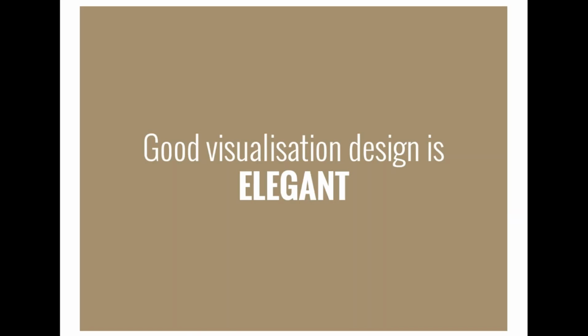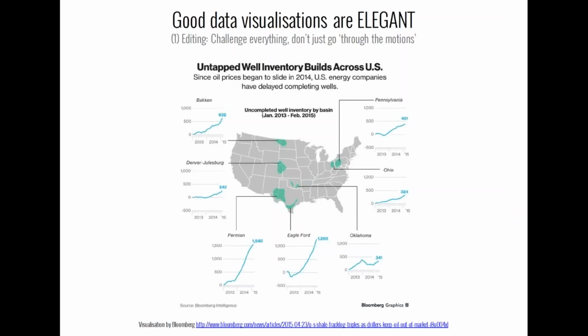The final principle is perhaps the hardest to explain, because you notice elegance more when it is absent. But the 3 components I believe that make up elegance in visualization are, first of all, good editing. Challenging everything. Don't just go for the obvious. Just because you've got spatial data doesn't mean to say that a map is the best way to portray that data. In this example, there's a map there for reference, but the real data portrayal is through those surrounding line charts. That's the main interesting story of this data.